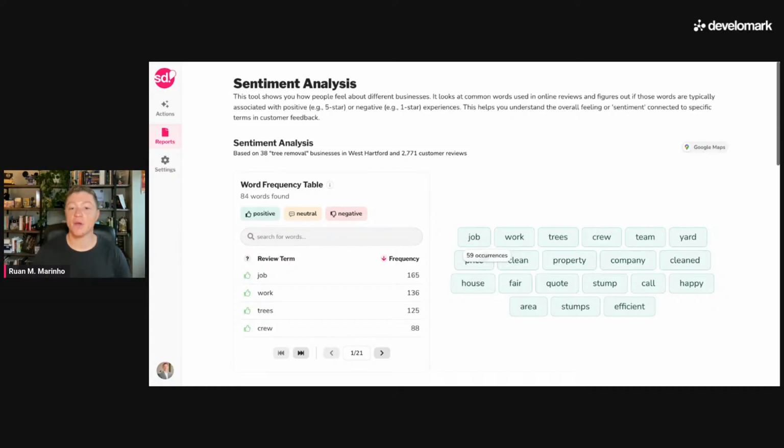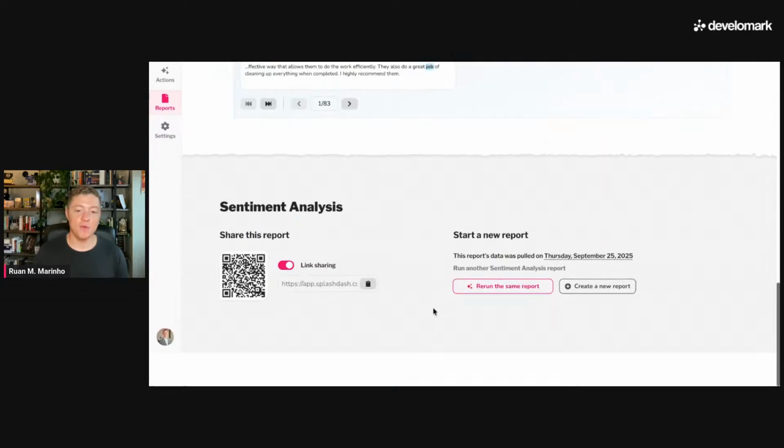Some of this might seem really obvious, guys, but when you're working with multiple different industries, multiple different marketplaces, this might not actually be that obvious. For example, I'm going to take this exact screenshot and I'm going to rerun this report.